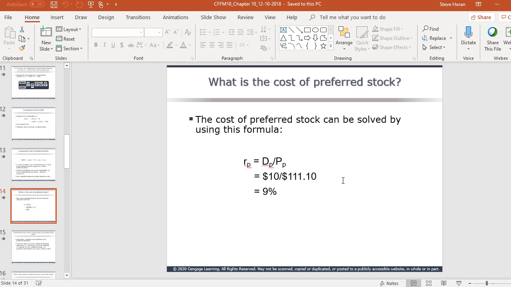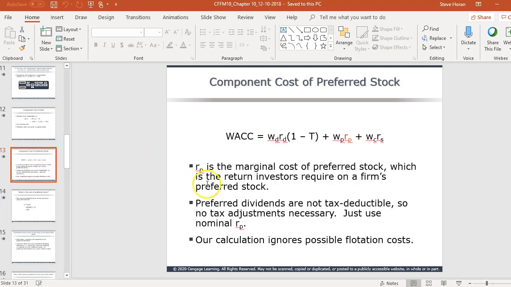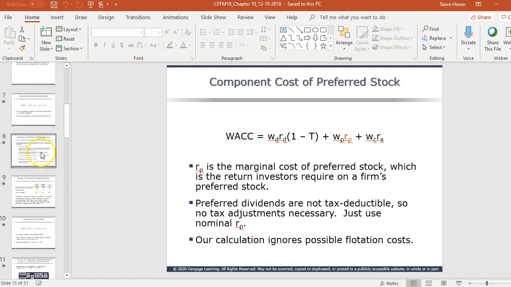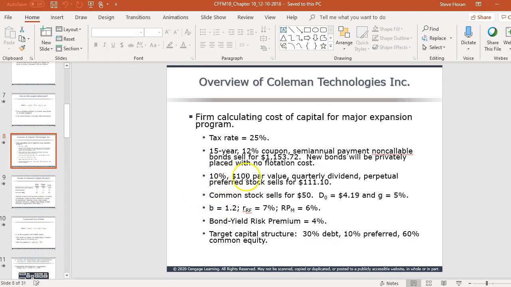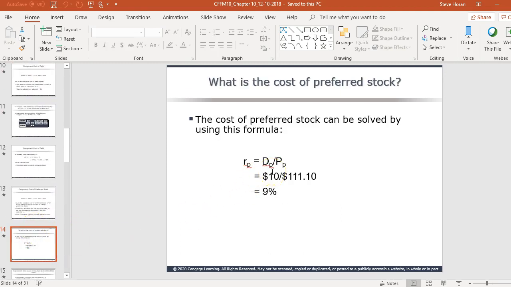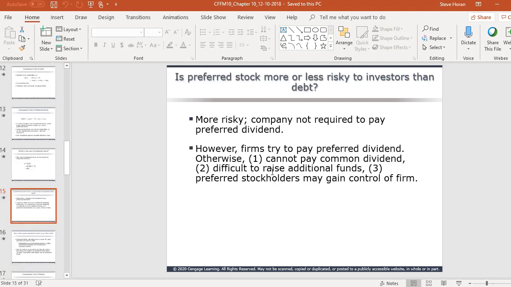Back in chapter 9, the equity chapter, we did a few of these types of calculations. So the return, R sub P, of my preferred stock is $10 divided by 111.10. Recall that the preferred stock was 10% with a $100 par value. So 10% times 100 is $10, and that's the dividend that we pay. So 10 divided by the price of the stock, 111.10, is a 9% cost.